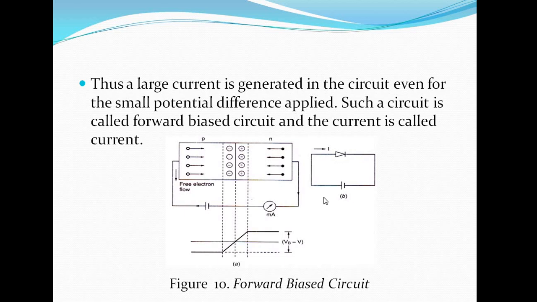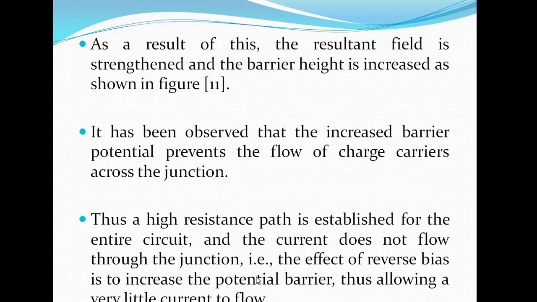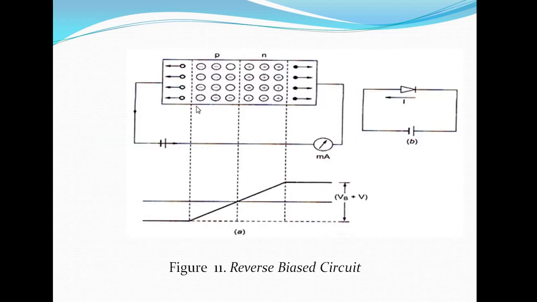This is the symbol of the diode. And you observe here the holes and electrons move away from the potential barrier. That's why the barrier is VB plus V; the external voltage and the barrier voltage are both added. That's why the energy gap increases.